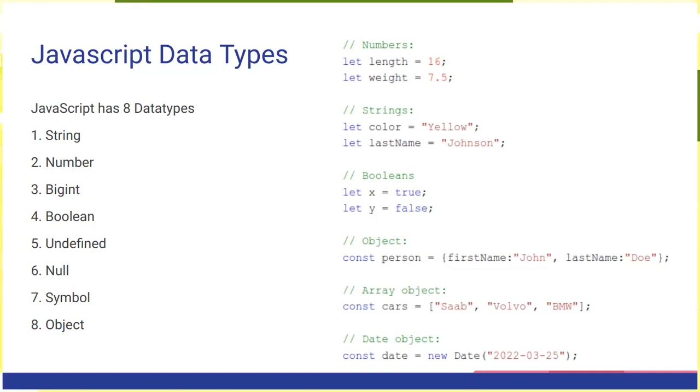Next thing is the string data type. How to use the string data type? Within double quotes, if you are passing a value, it will be treated as a string. Here you can see an example: let color = "yellow", let lastName = "Johnson". Those two values will be treated as string variables. When a string value is assigned to a variable, it will be treated as a string variable. The above one is a number variable.